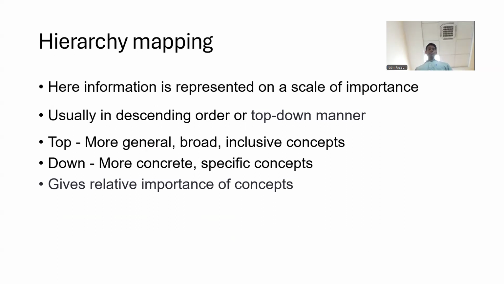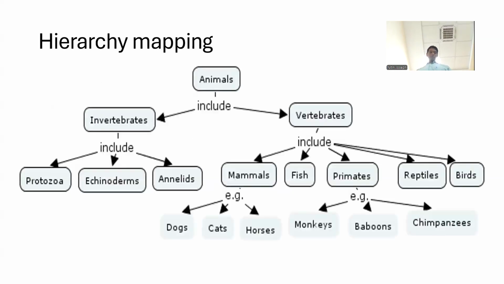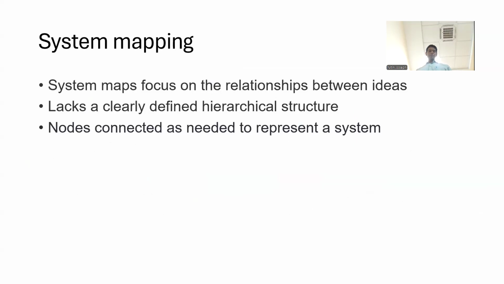The third type of concept map is known as hierarchy mapping, and here the information is presented in a cascading manner with more general topics or the focus question at the top. And as we descend downwards, the concepts become more specific and concrete. So a classification can be explained using hierarchy mapping, such as this.